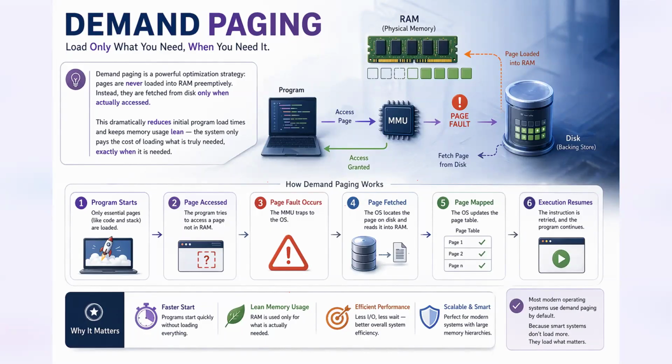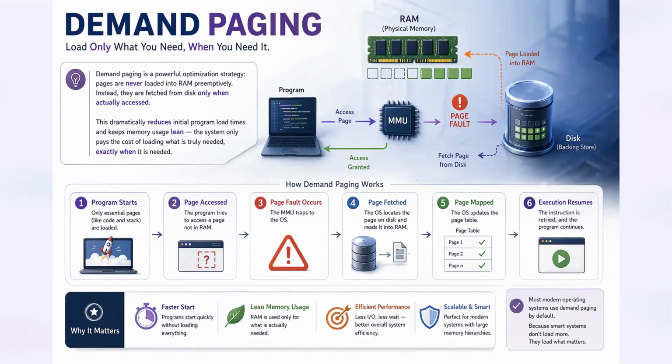So when a program starts, its pages are not immediately loaded into RAM. As the program begins execution, the moment it tries to access a page, if that page is not in memory, a page fault occurs, and only then your operating system loads that specific page from disk into the RAM. So memory loading happens on demand, and that is why it is said to be powerful.